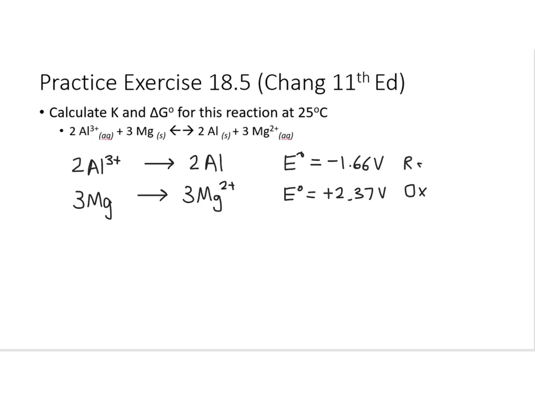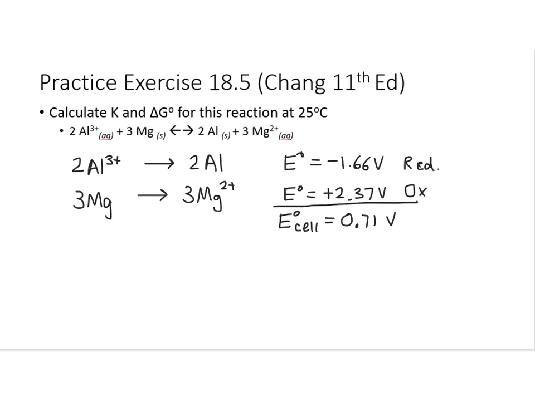So the aluminum keeps the negative sign as it has in the table because it is written as a reduction reaction, but I flipped the sign for the magnesium reaction because in this particular case, the magnesium is being oxidized. So if I add those up, it'll give me the standard cell potential for this voltaic cell to be 0.71 volts.